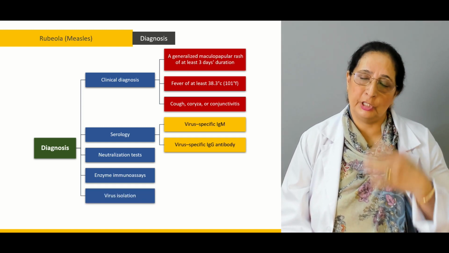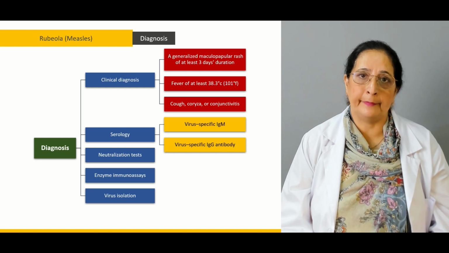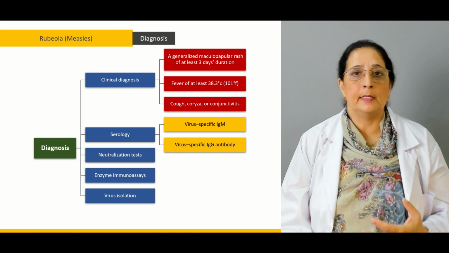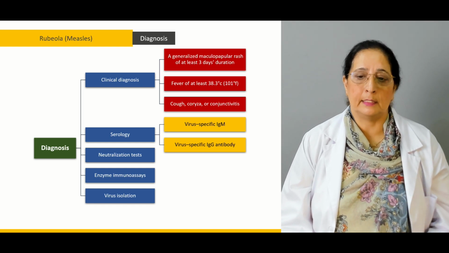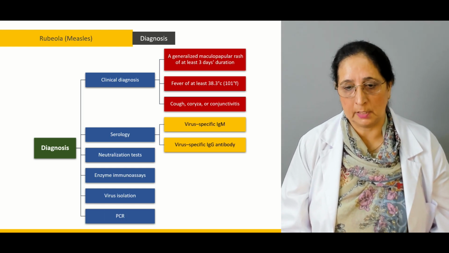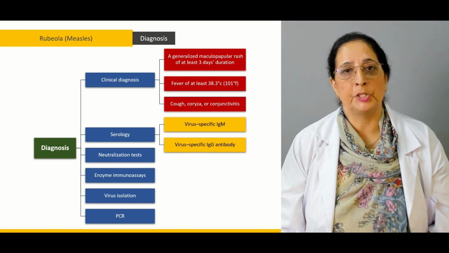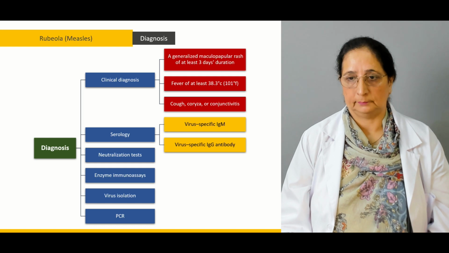Virus isolation again is a very specific test. Once the measles virus is isolated, that's the definitive diagnosis. And then PCR, or polymerase chain reaction.